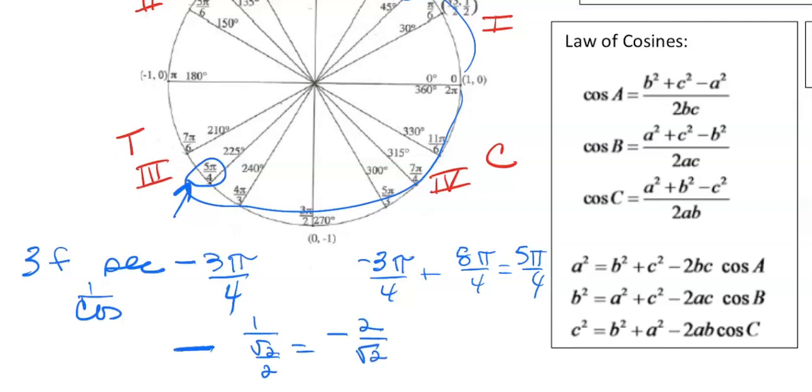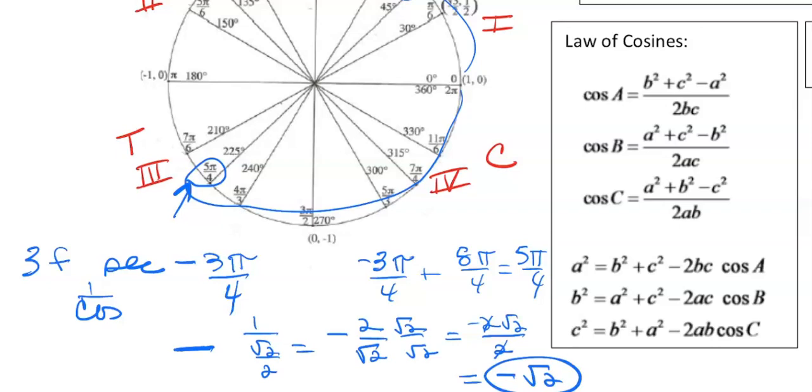Okay, so let me think about this for a second. Okay, so that's good. Now we can't leave a radical in the denominator, so rationalizing it gets me negative 2 root 2 over 2. So the 2's can cancel, and I'm left with a negative root 2. So that answer for 3f is negative root 2.